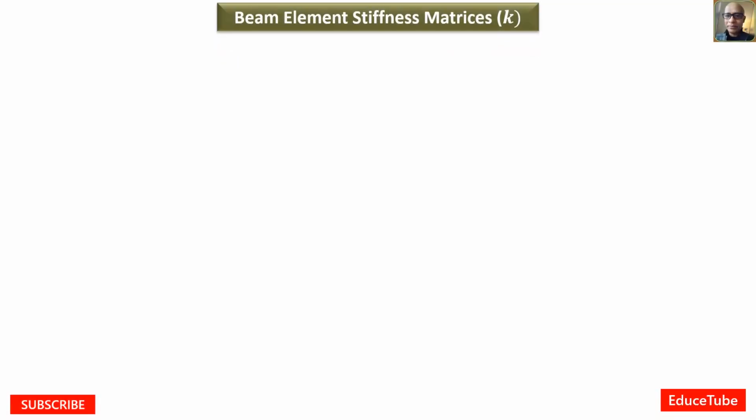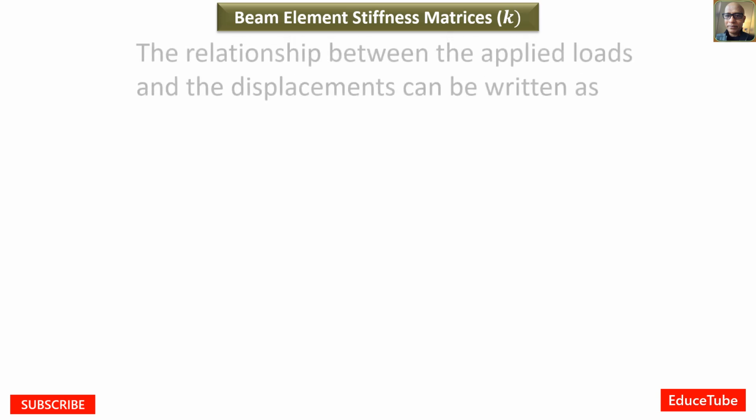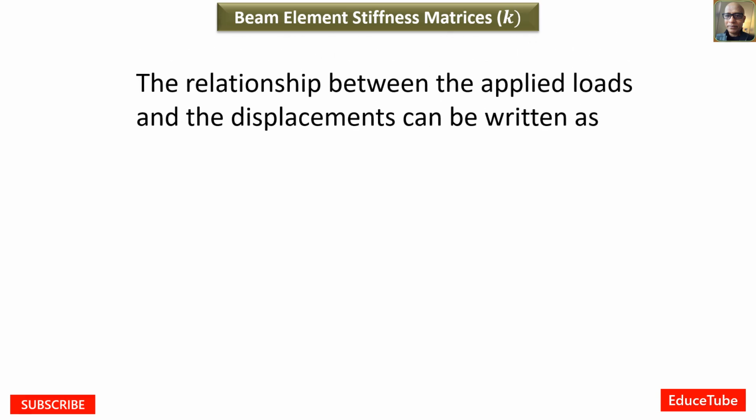On a beam, if we apply loads, then the beam suffers displacement and rotations. These fundamental characteristics govern the behavior of an elastic structure. That's why we need the relationship between the applied loads and the displacements. And this relationship we can write as this one.